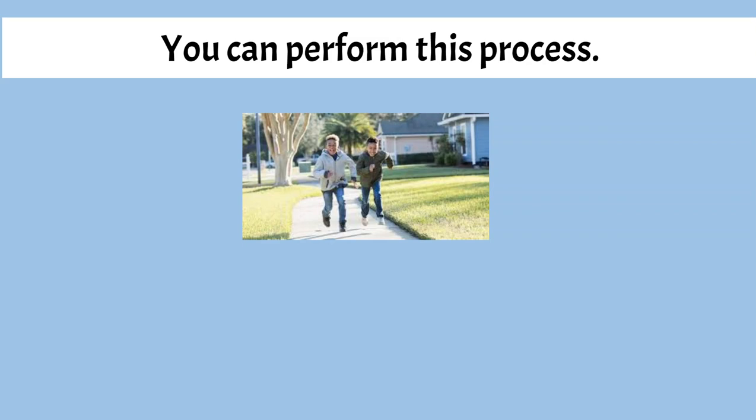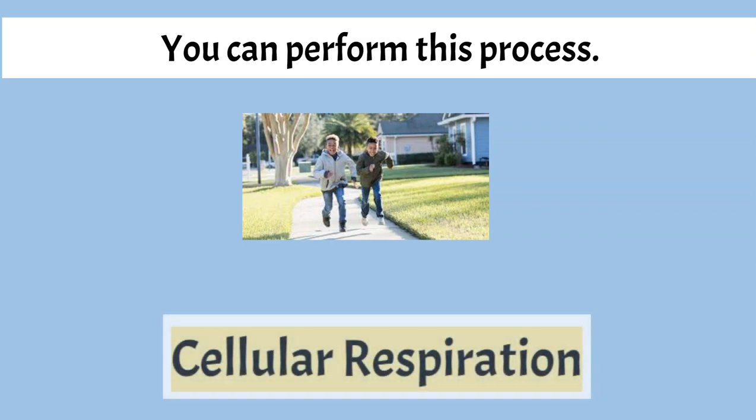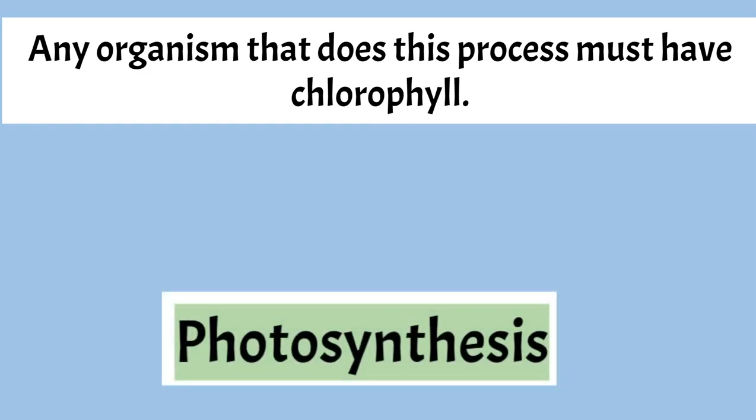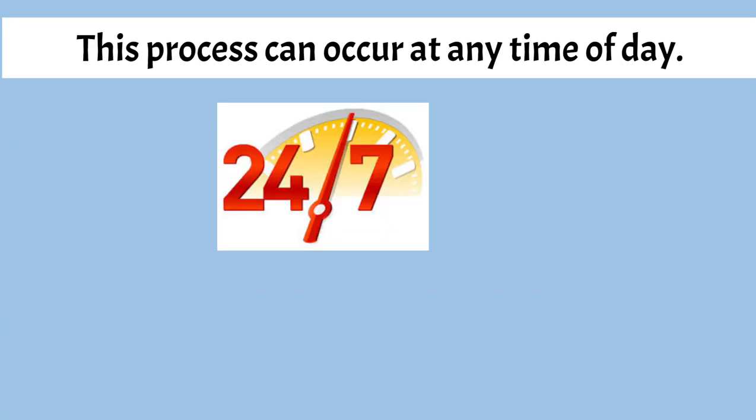All right, we can run and jump and play because we are able to use energy because we have cells that can perform cellular respiration. Right, any organism that does this process must have chlorophyll. That would be the process of photosynthesis. So those are our producers. Only producers do photosynthesis. But producers and consumers do cellular respiration. Just keep that in mind. All right, this process can occur any time of the day, whether we have sunlight or not. So which one doesn't need light? Cellular respiration.